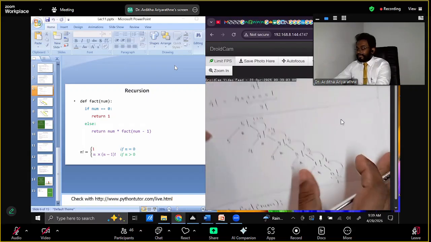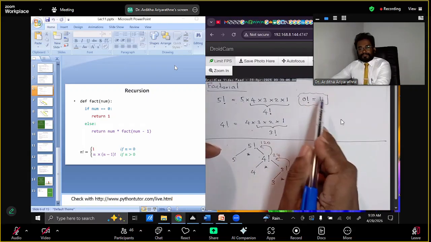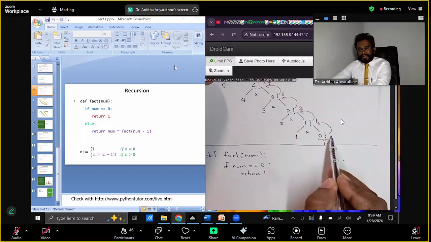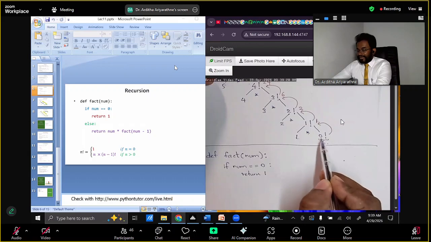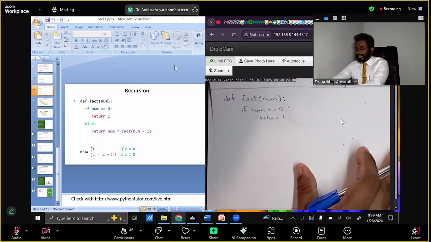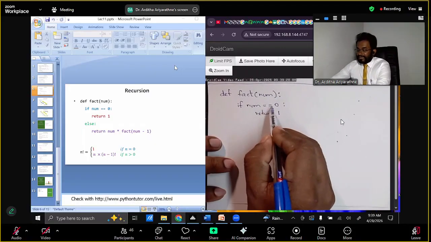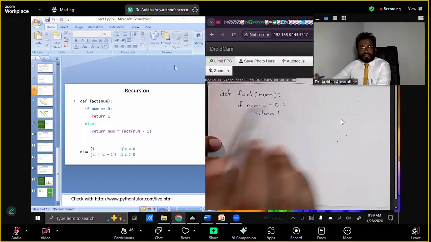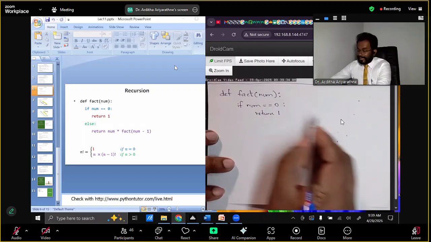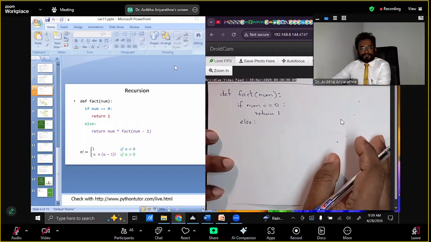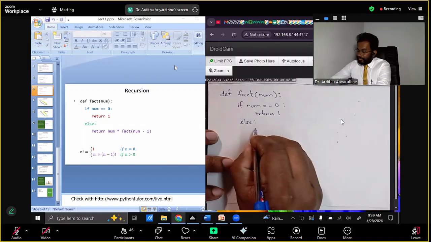Factorial 0 is 1. Here we have discussed that. That's why we got this. Once we reach the basic level, we are not going to call the recursion anymore. We have to stop from here, but the value of factorial 0 is 1. The same thing we are implementing here. If the number is equal to 0, we are returning 1. Else means other than that. Other than that, we are returning what?